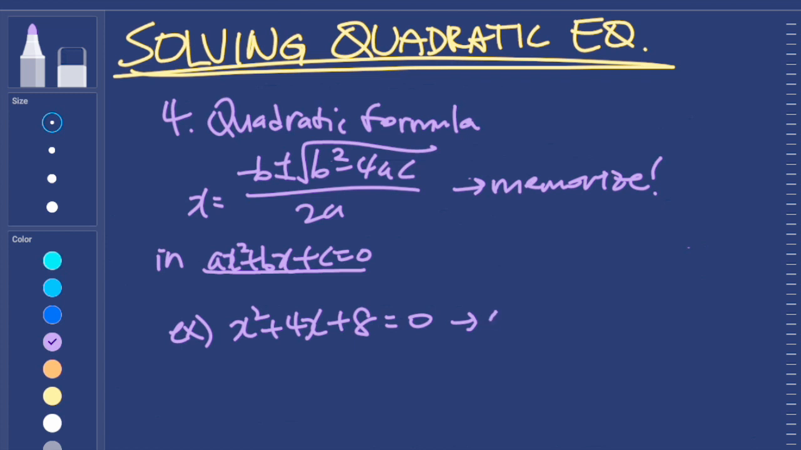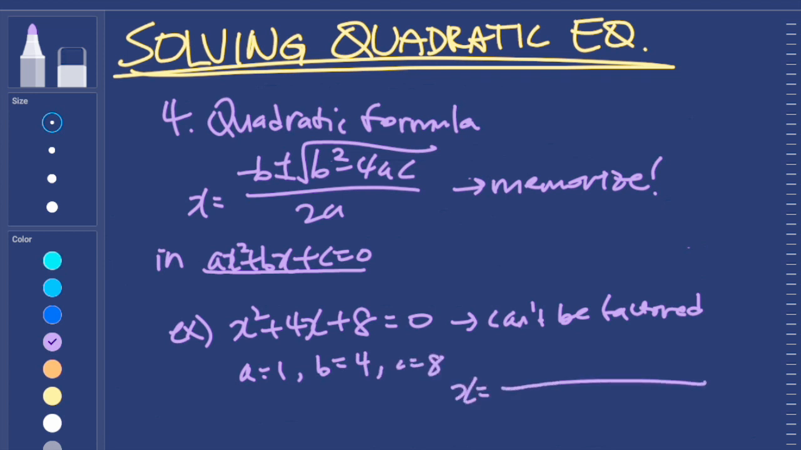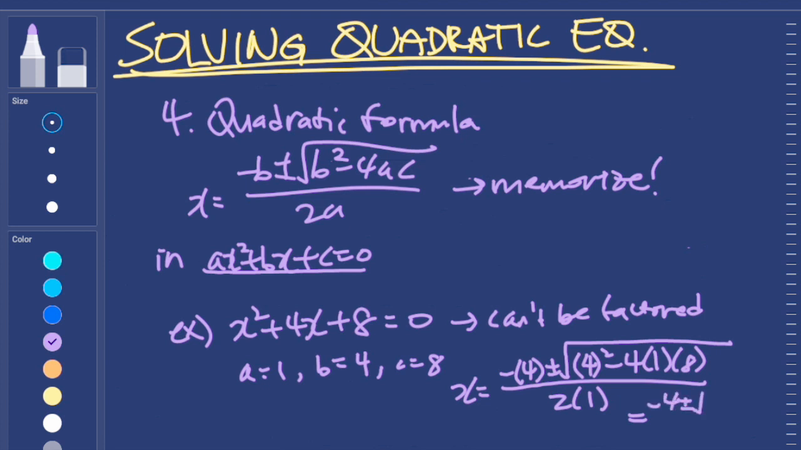To see an example, x squared plus 4x plus 8 equals 0. To make sure that you don't make any mistake, you can label it a equals 1, b equals 4, and c equals 8. And what you have to do is just plug those numbers into the quadratic formula. In this case, b is 4, so you put negative 4, and then plus or minus the square root, and you just plug in. When you calculate it, you get negative 4 plus or minus root negative 16, all divided by 2.